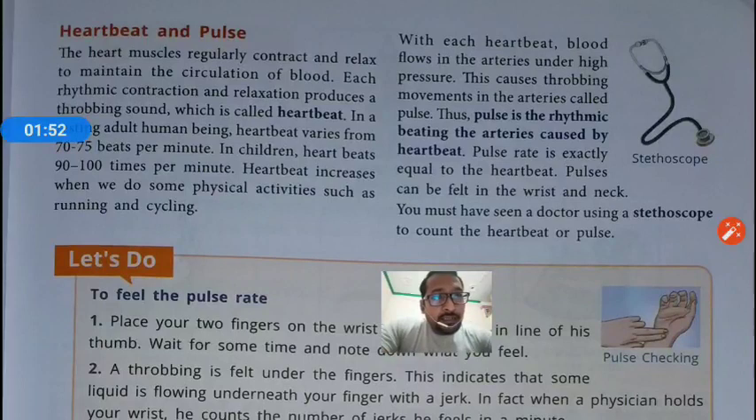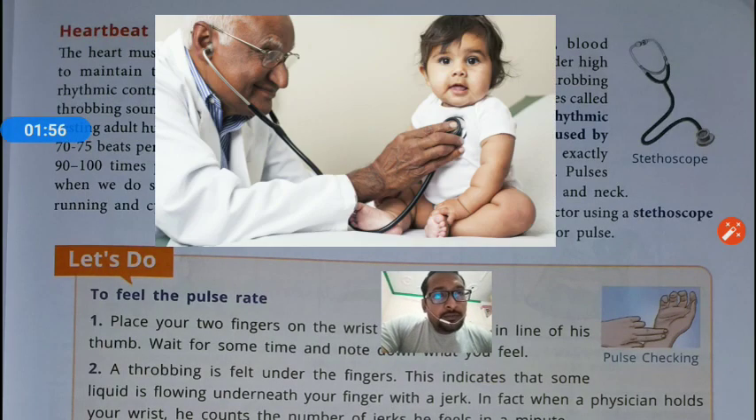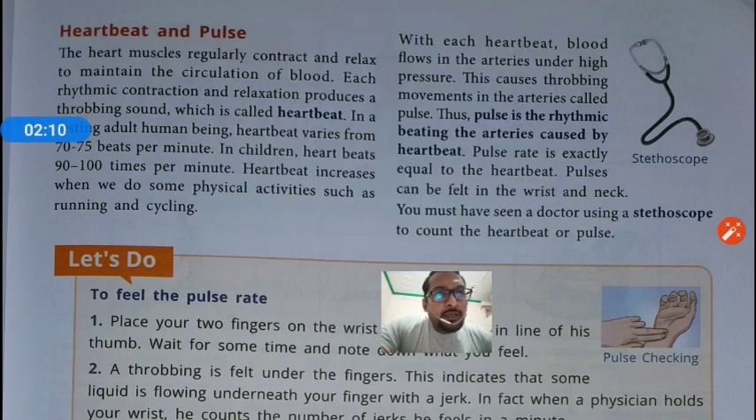Here you can see a stethoscope. As you know, doctors use this stethoscope to count the heartbeat or pulse. This is the instrument which is used by the doctors. With each heartbeat, the blood flows in the arteries. This causes throbbing movements in the arteries called pulse.